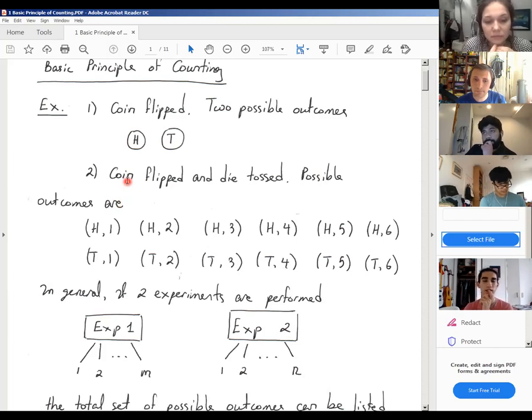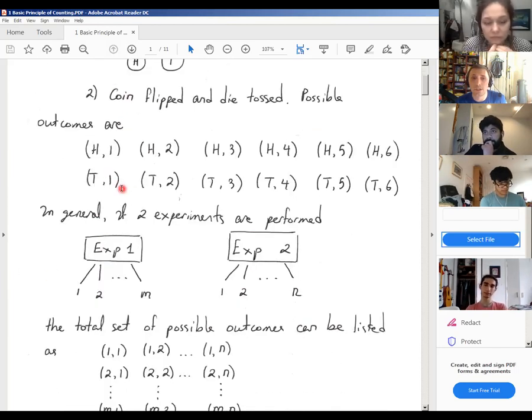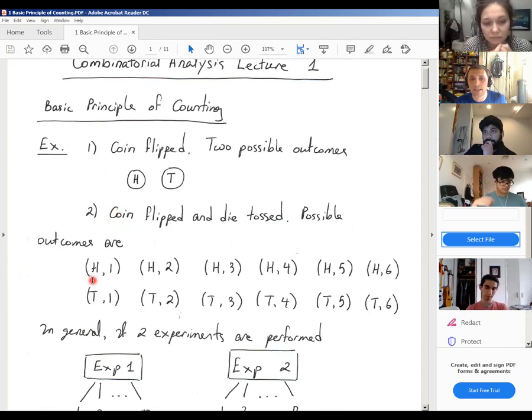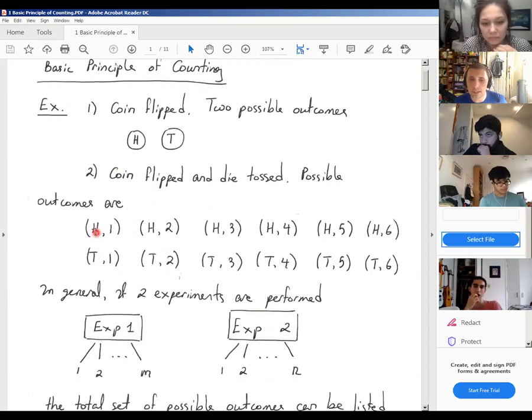Do you understand? In that case, how many possibilities are there? There are 2 possibilities for the coin and 6 possibilities for the die. 2 times 6 is 12, right? So this experiment has 2 possibilities, the second experiment has 6 possibilities, 2 times 6 is 12. Now, how do you know that's the situation?